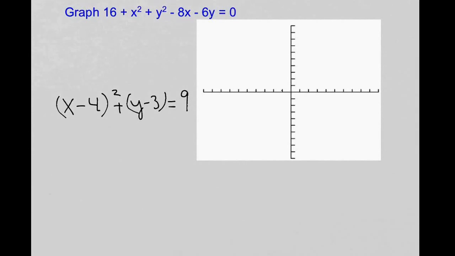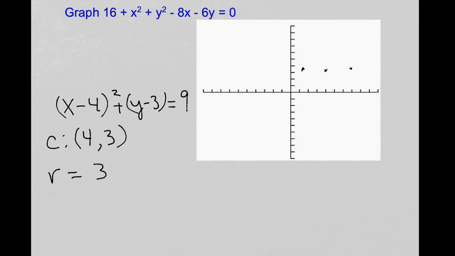Now that we have our equation for our circle, we know our center is at 4, 3, and we know our radius is equal to 3. So we graph 4, 3, and then we move to the right 3, move to the left 3, move down 3, and move up 3. And we can sketch our circle.